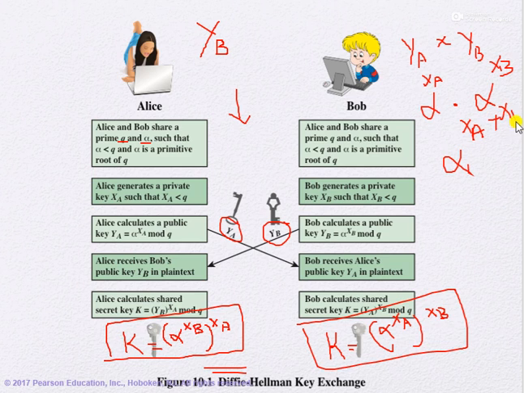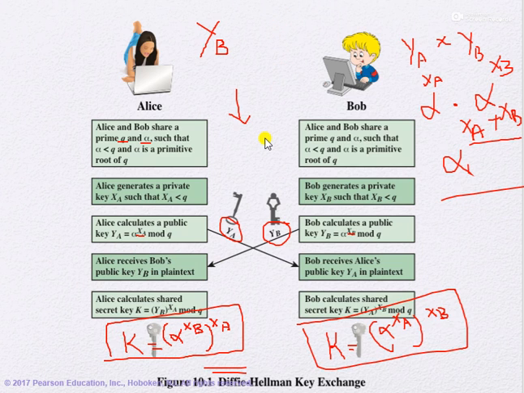So they cannot generate alpha raised to the power XA times XB. If they get YA and YB and just multiply them together, they will get alpha raised to the power XA plus XB. They can generate this key only if from YA or YB they are able to get XA or XB. And to get XA and XB from the power, they have to solve the discrete logarithm problem.